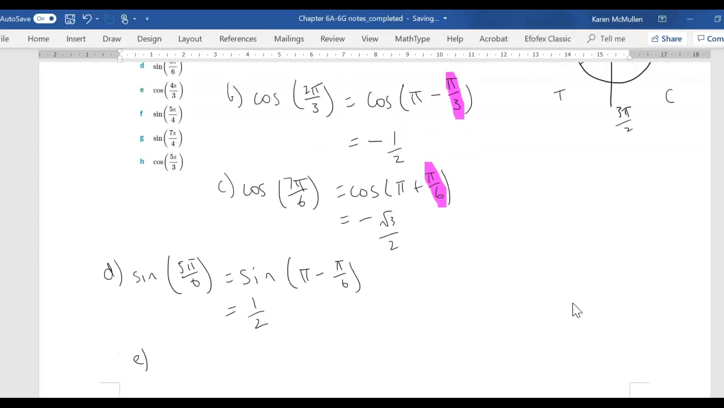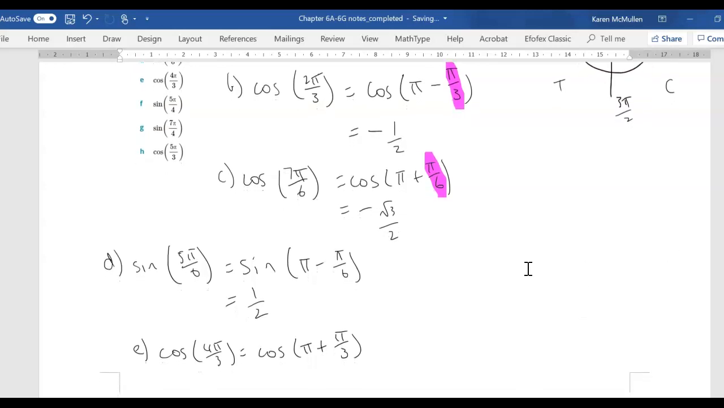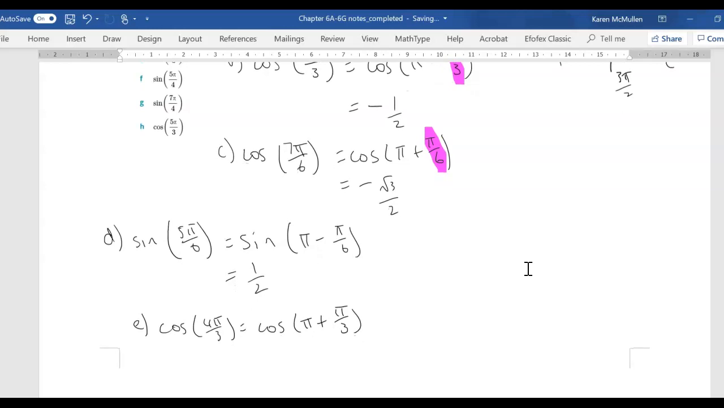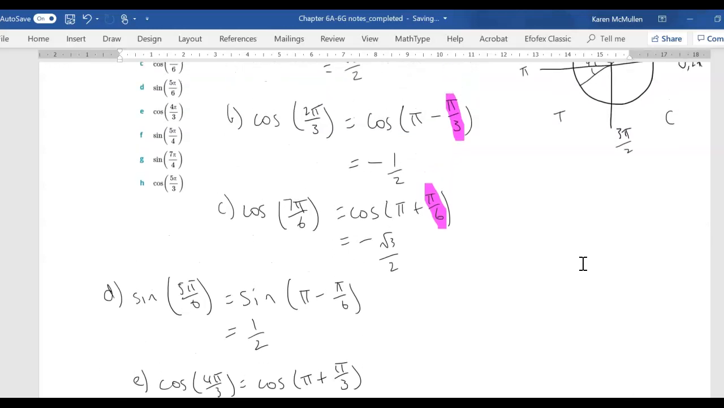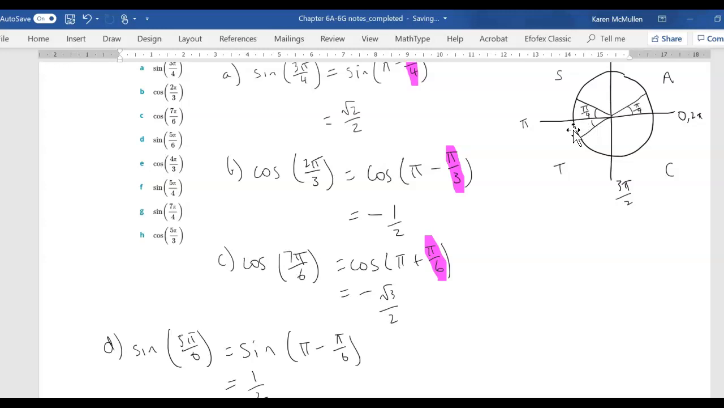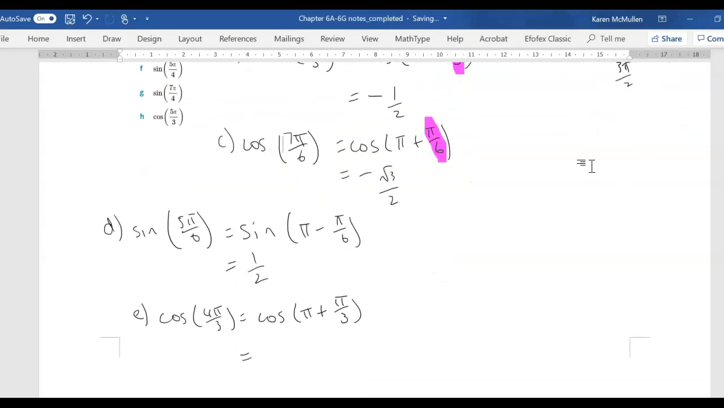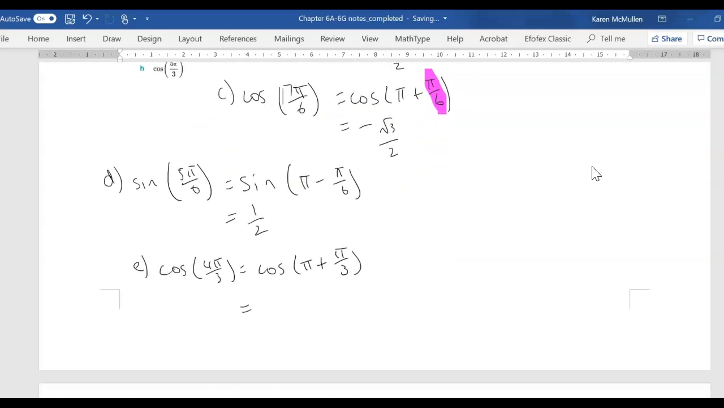We've got cos 4 pi on 3. So that's the same as cos, pi plus pi on 3. So pi on 3 being our reference angle. Now, we did pi on 3 earlier, so I know it's going to be a half. Let's just check which quadrant we're in. We are in the third quadrant, so cos is still negative. So it's going to be negative a half.